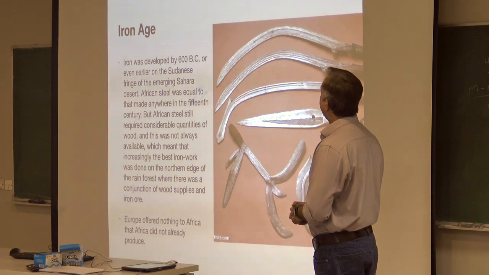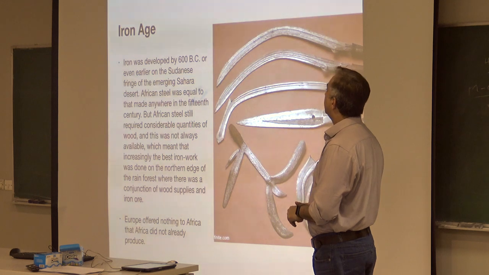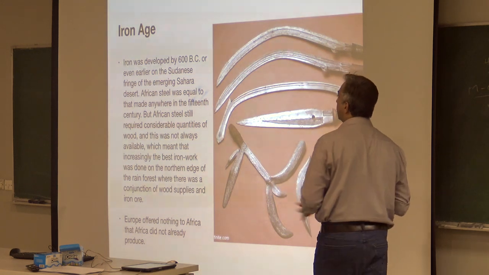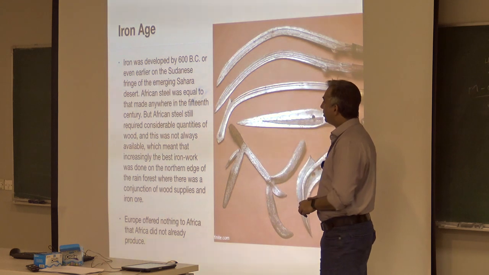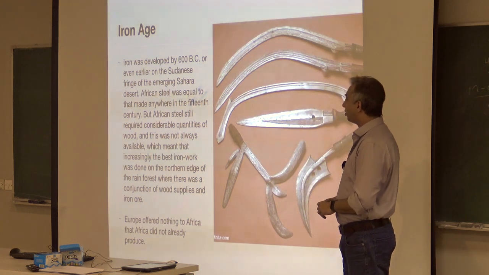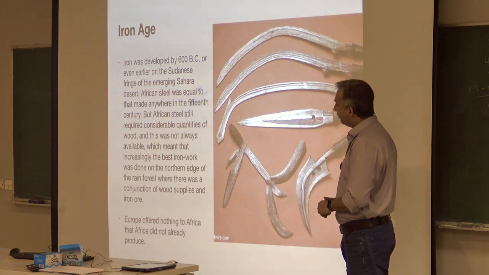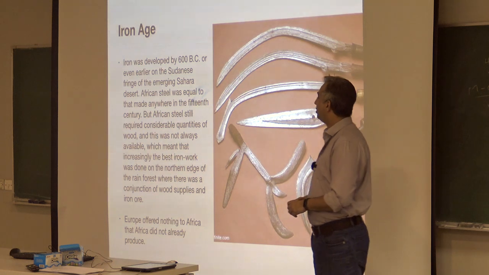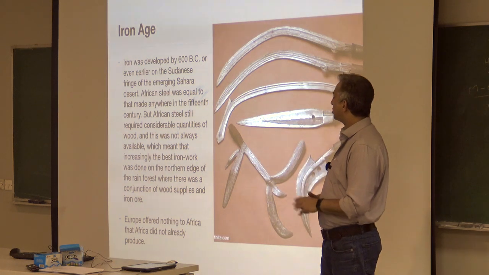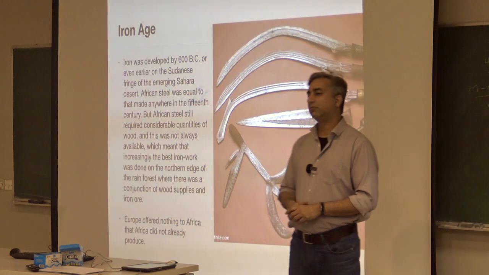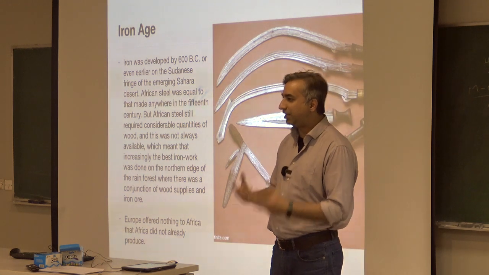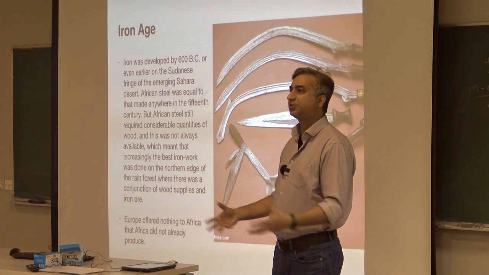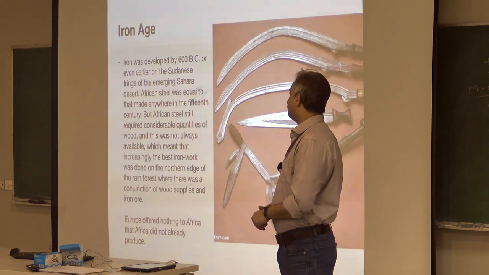Iron was developed in Africa by 600 BC, or even earlier, on the Sudanese fringe of the emerging Sahara Desert. African steel was equal to that made anywhere in the 15th century. But African steel still required considerable quantities of wood, and this was not always available, which meant that increasingly the best iron work was done on the northern edge of the rainforest, where there was a conjunction of wood supplies and iron ore. Because you needed to smelt the iron, you need to melt it and then make something, steel, out of it. So you needed a lot of wood to start the fire that would do that and to make it hot enough.